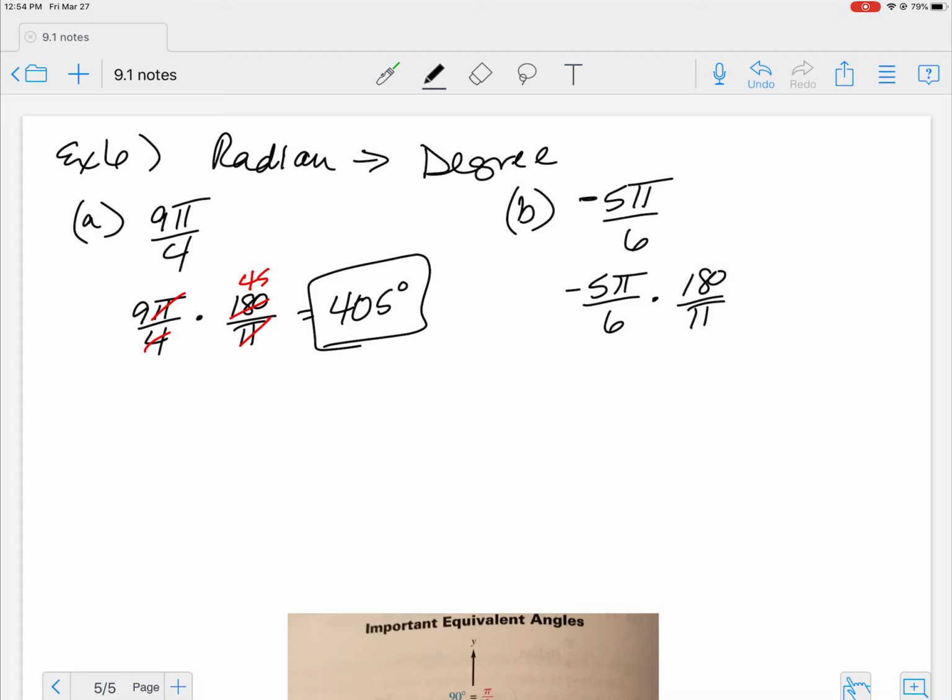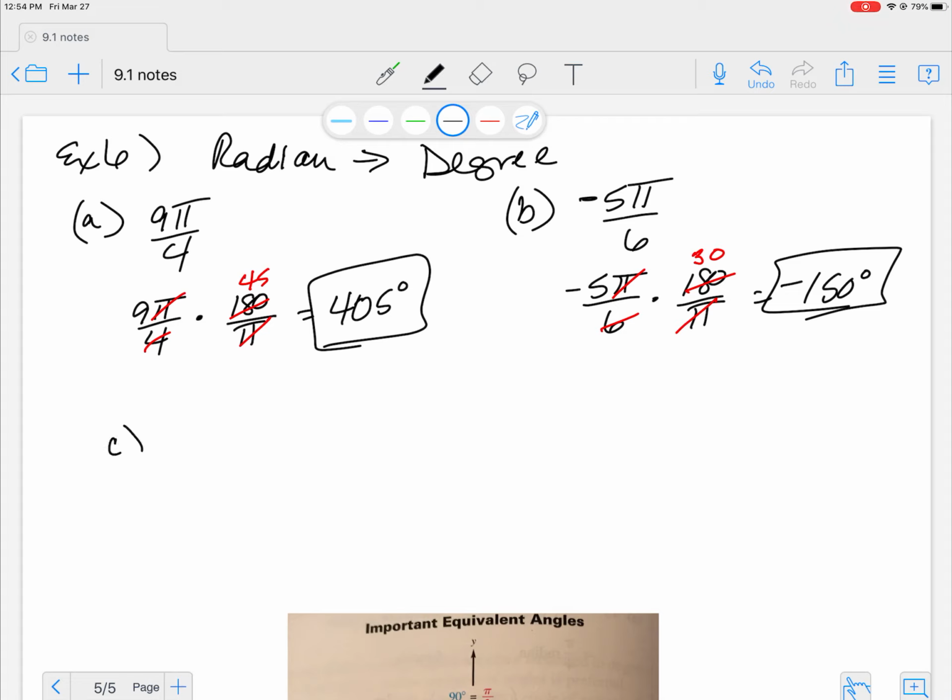to a negative. Negative 5 pi over 6. Well, just do the work. Negative 5 pi over 6 times 180 over pi. The goal here is when we're looking at this, you want to lose those pi's. 6 goes into 180, what, 30 times? So 30 times 5 would be negative 150 degrees. Not too bad, right? Good.